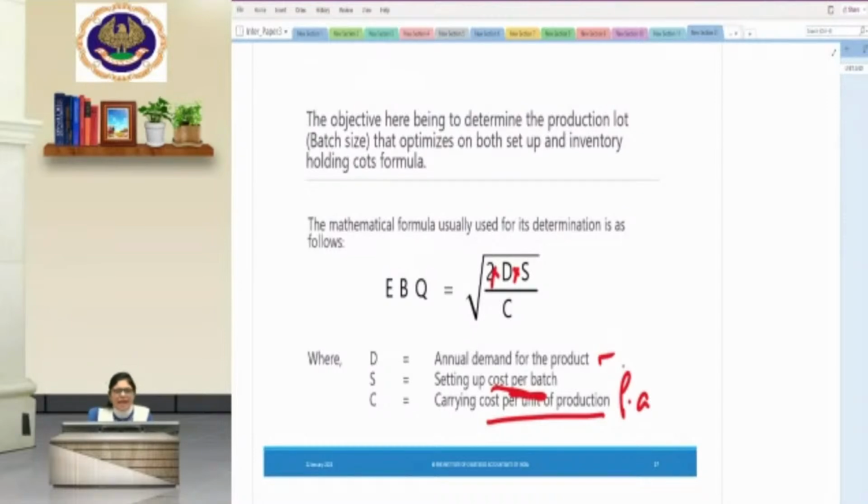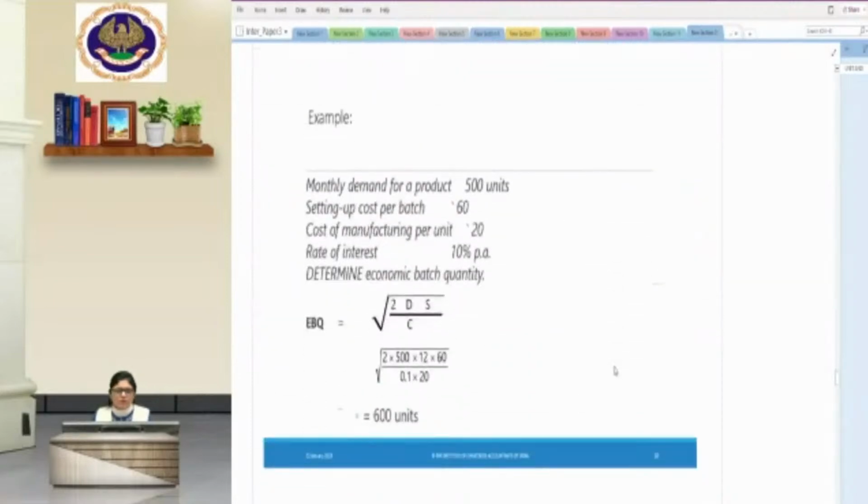So what is the carrying cost per unit per annum? It is always carrying cost per unit per annum. That means if we keep 1 unit of inventory the whole year, how much will be the cost? Per unit per annum. 1 unit holding cost for the entire year. That is C, the carrying cost per unit per annum. So we'll do the example also here. Monthly demand is 500. A lot of students make this mistake.